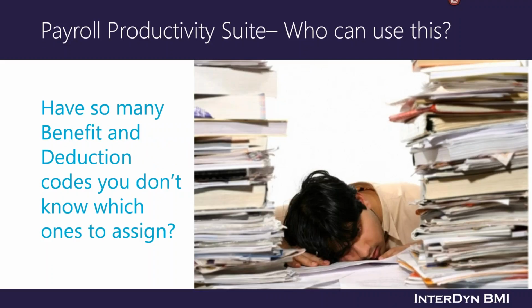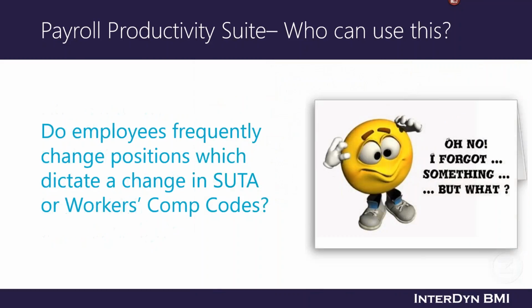Do you have a lot of benefit and deduction codes and you end up assigning the wrong codes to employees? We have a little feature in this product where you can assign to the employee class what codes that employee is eligible for. So I'll show you that in a little bit here. And that will help you restrict the list down to just what you need to see for that employee, keep you from assigning the wrong codes.